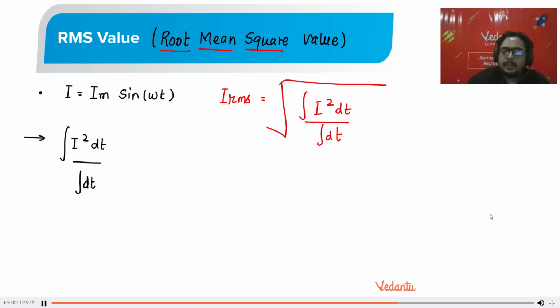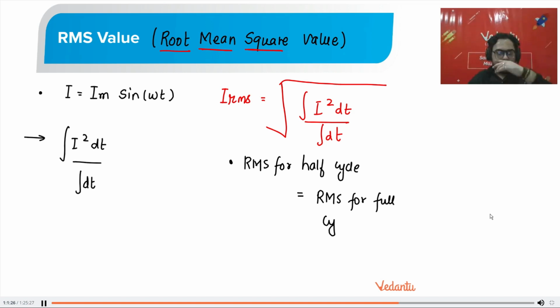The good thing is that RMS for half cycle is equal to RMS for full cycle. So you only have to remember one value. That is the good thing for you. So I can take any interval, say 0 to pi by omega. For half cycle I am calculating, then I will take the root of it. Clear?